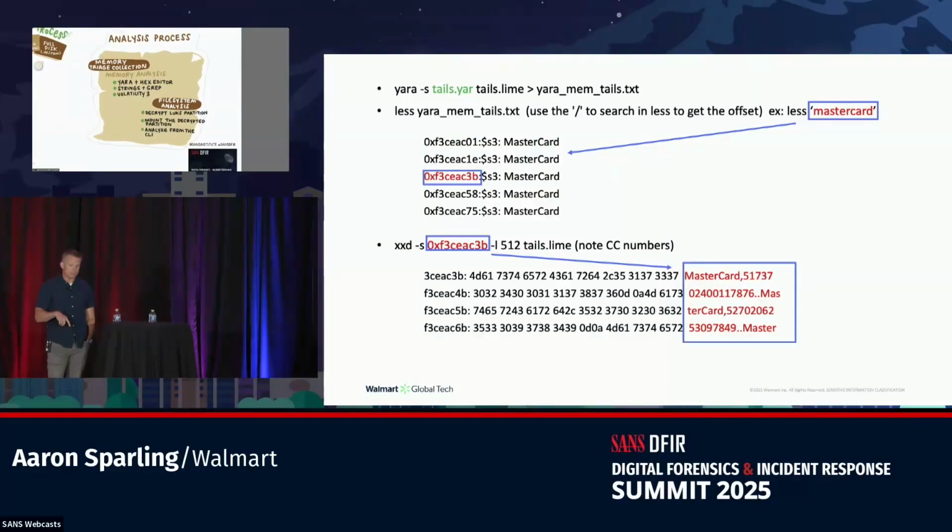And then from that text file, I can just throw it in a tool like less, or you can grep through it if you want. What I like to do is throw it in less and use the /, which gives me the search capability. You can see here I'm searching for the string MasterCard, and it points to every single hit that the Yara rule matched.